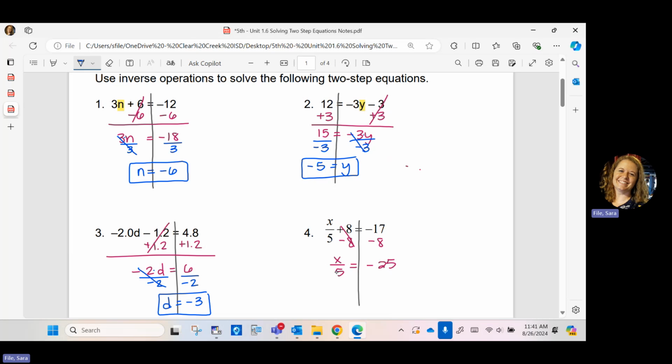So we could divide by 1/5. But instead of dividing by a fraction, what's much easier is just to multiply. Because that 5 is being divided, the opposite is to multiply. And what you do to one side, you do to the other. So I'm going to multiply by 5 on both sides. Okay, so we've got -25 times 5 is going to be -125.